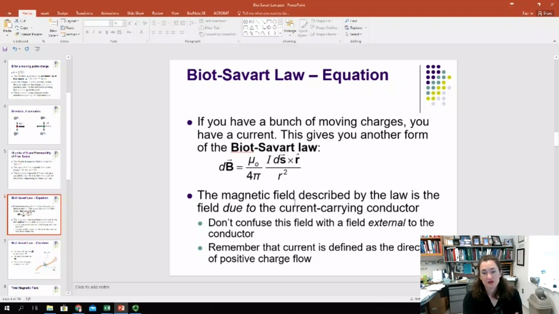Now also remember that current is always defined as the direction of positive charge flow. So the current is going to point in the direction that positive charges would flow in the circuit or in the scenario that you have. So if you have negative charge being the current carrying object, then remember that that flips the direction. So your electrons, for example, that would be moving through a current carrying wire in the circuit, they move opposite to the direction that the current points. So don't forget that, okay?